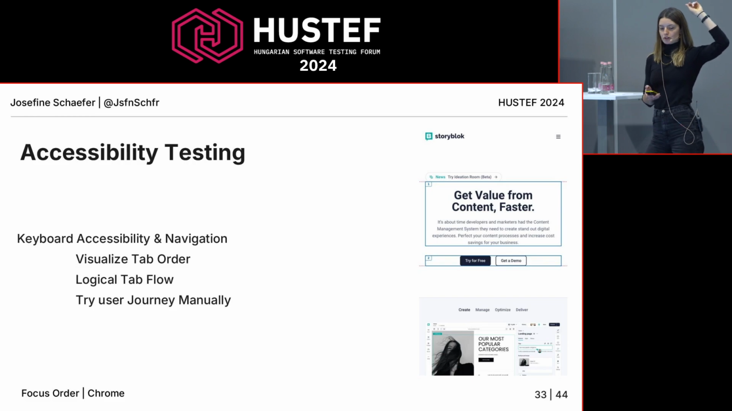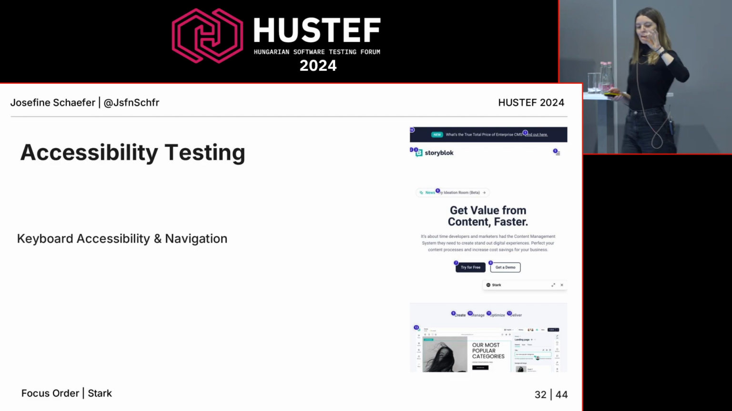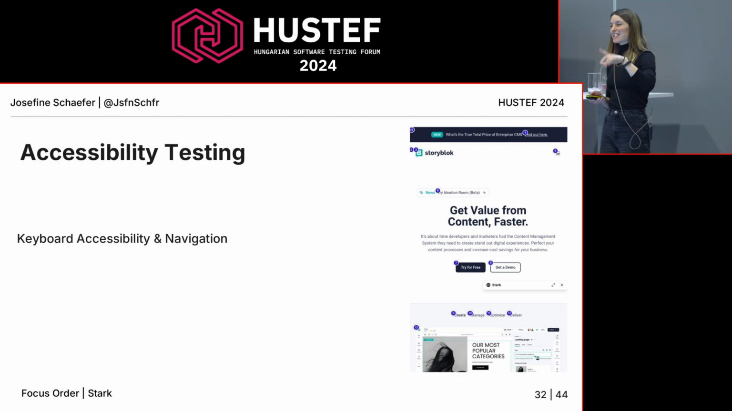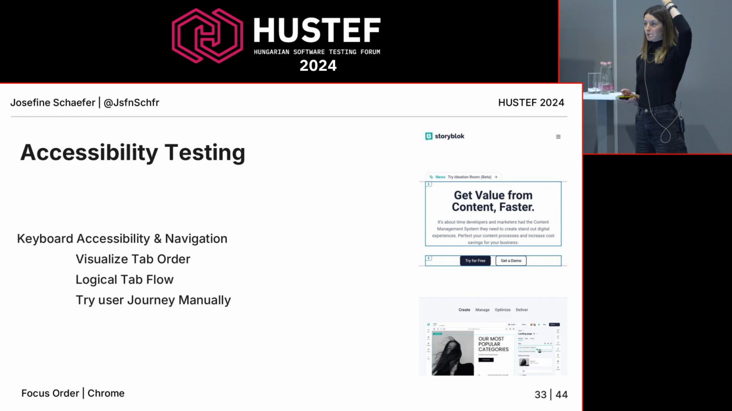And here's a different tool. This is done with Stark, which is an accessibility testing tool. It has a lot of other capabilities, but this is one: visualizing the tab flow. This is also something you can do within Chrome, within the DevTools. We want to make sure it's in a logical order.